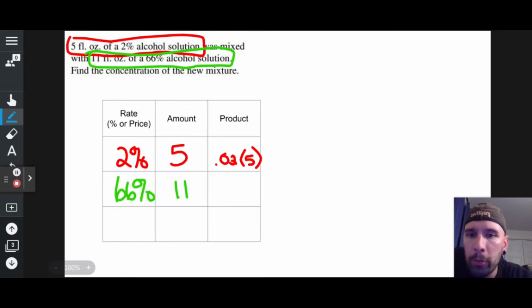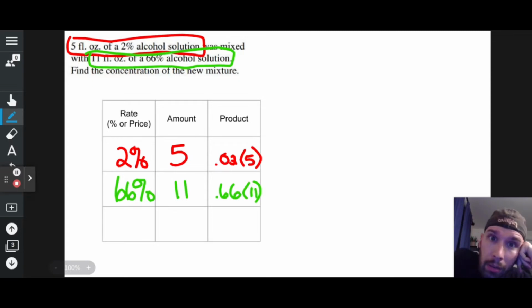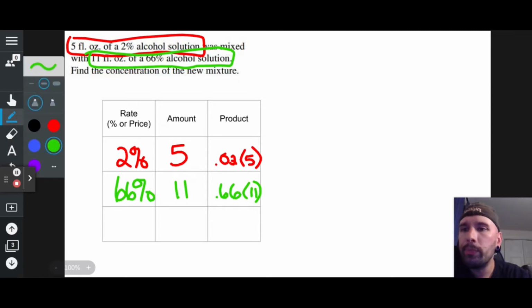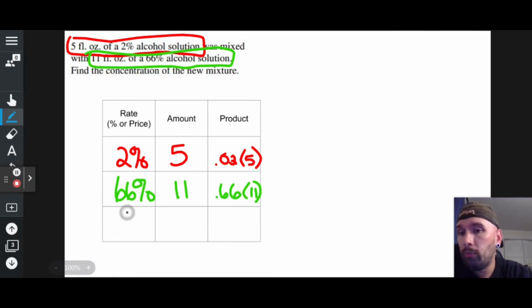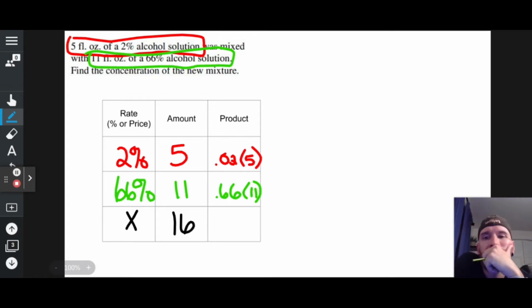And I'm going to multiply out 0.66 times 11. That's my product. My rate is, I don't know. I'm trying to find the rate. My total amount of new mixture is, well, I knew that I added 5 of some stuff and 11 of other stuff, so that's going to be 16. And so x times 16 is 16x.